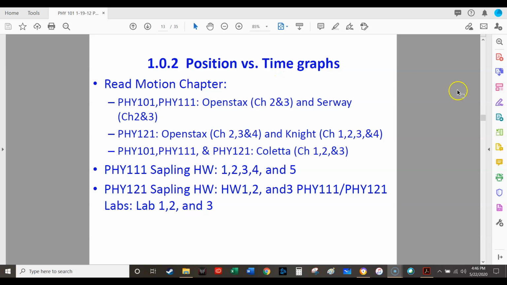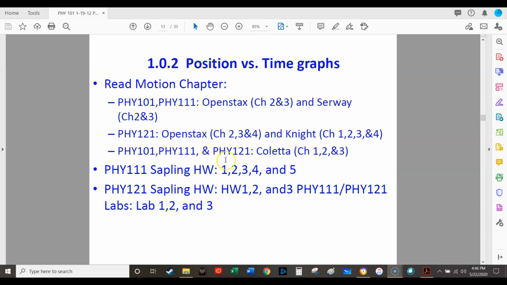Hello, this is Jim Corkins, and we are continuing with our 1.0.2, and this is going to be position versus time graphs. So we're going to be starting graphing and how to graph motion in one dimension using position versus time graphs.